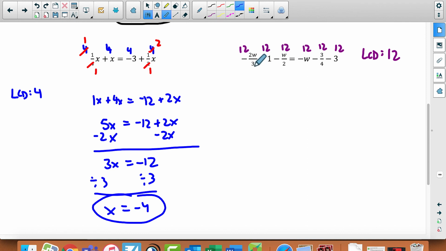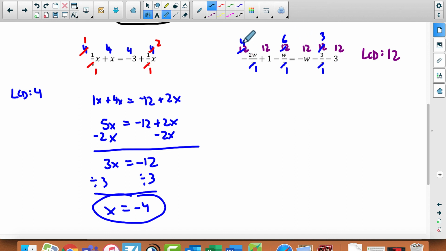We have a 12 and a 3. Divide them both by 3. You get 1 and 4. There's no denominator here. You're good. 12 and 2. Divide them both by 2. You get 1 and 6. No denominator here. 12 and 4. Divide them both by 4. You get 1 and 3. And no denominator here. We're ready to multiply.